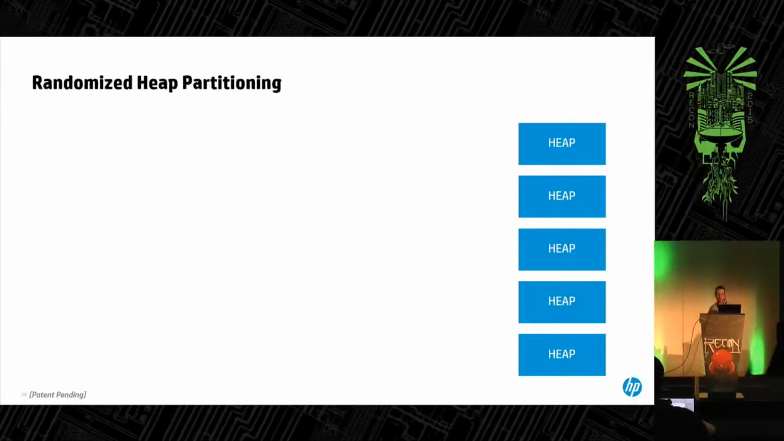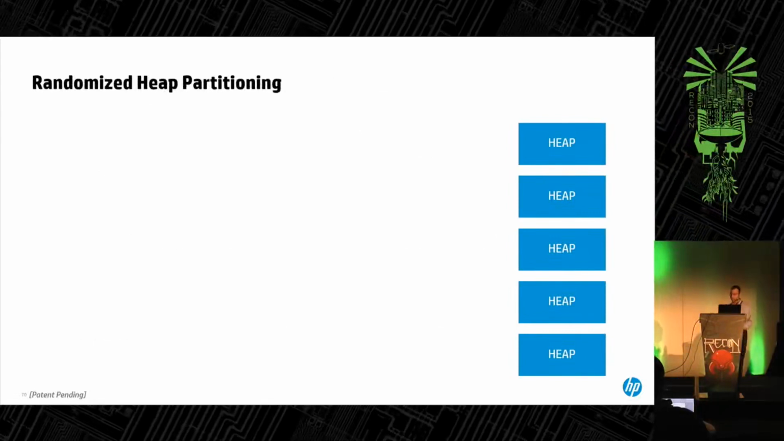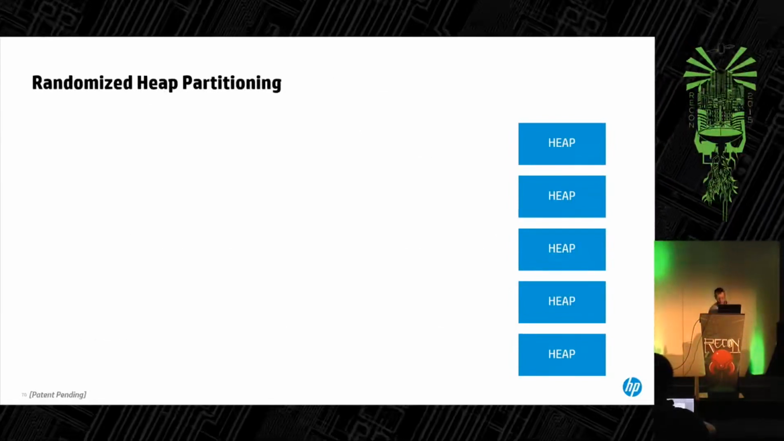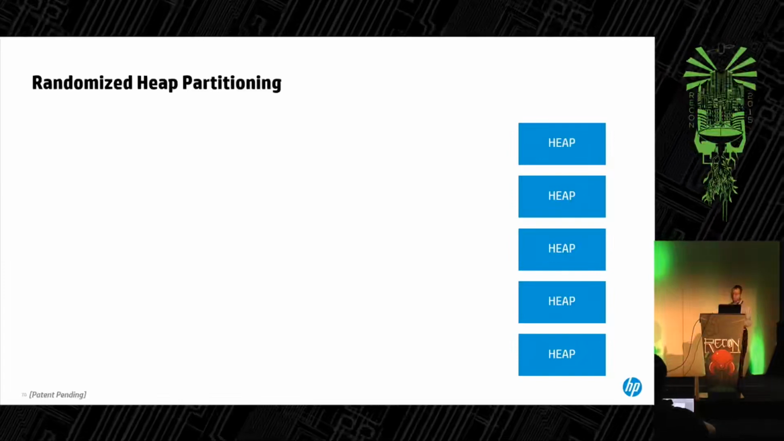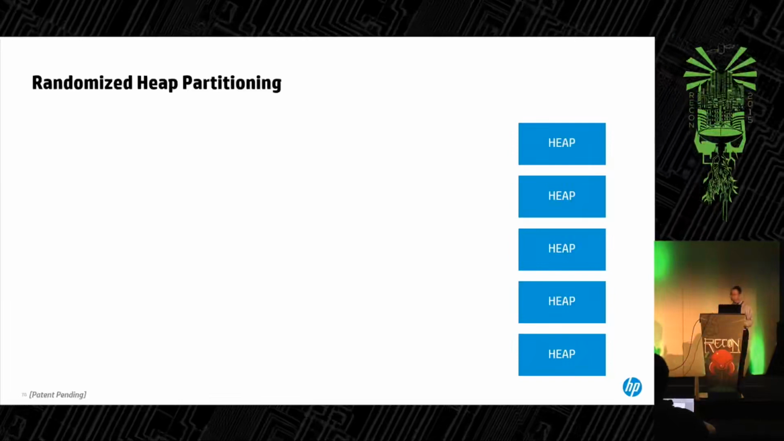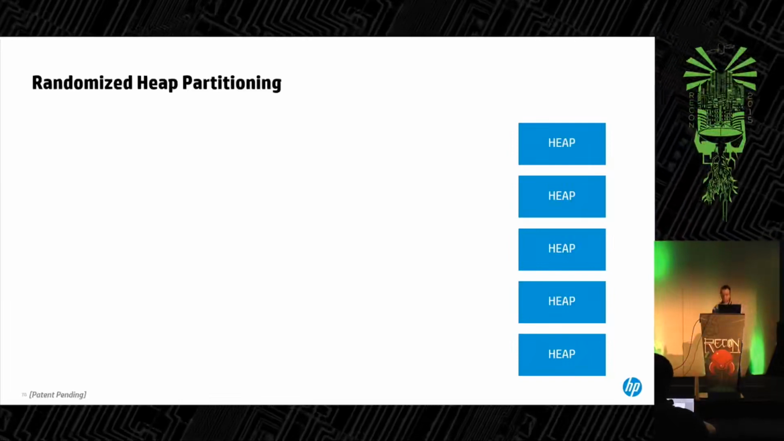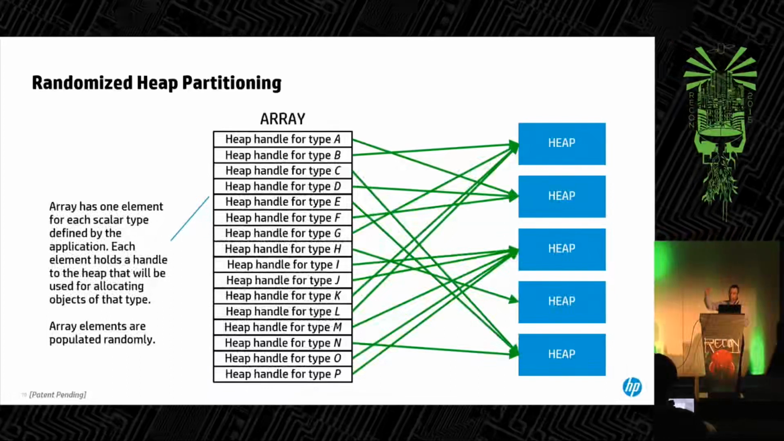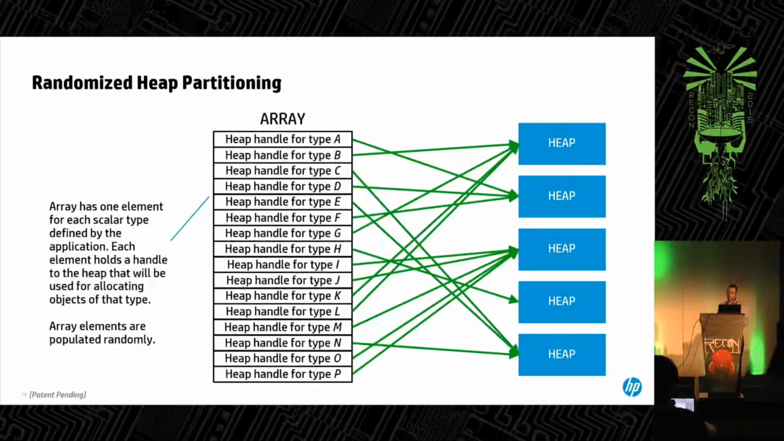Here's how randomized heap partitioning can function. At process startup time, the process creates a certain configured number of heaps. This number should be chosen based on the trade-off between security and address space usage. Then it allocates an array having one element corresponding to each scalar type in the application.